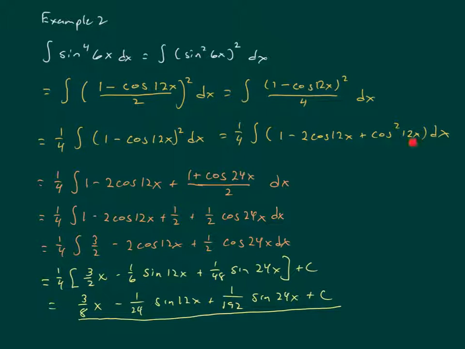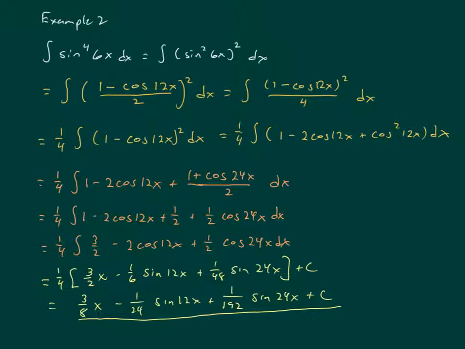I know cosine squared of x is equal to 1 plus the cosine of 2x over 2. So therefore, the cosine squared of 12x will be equal to 1 plus the cosine of 24x over 2. Again, 2 times 12x is 24x. And then I break that up. That's going to be 1 minus 2 cosine 12x plus 1/2 times the cosine of 24x dx. Combining the like terms, we get to here.